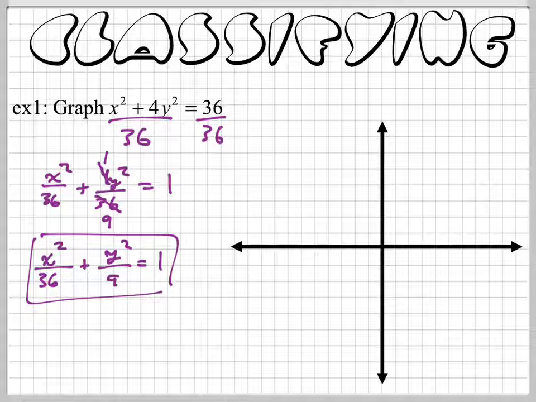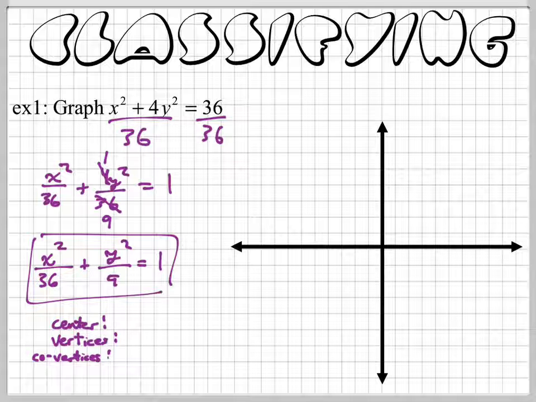Now, this is definitely an ellipse. We have a plus sign, it equals 1, and there are no negative variables. So there's a couple of things we need to know in order to graph this. We need the center, that's your h, k. We need to know the vertices, and the co-vertices. And finally, for the ellipse, we need to know what the focus is. So let's start off with the center.